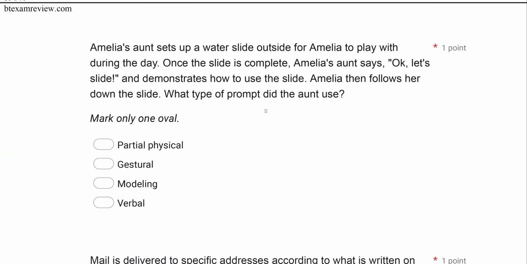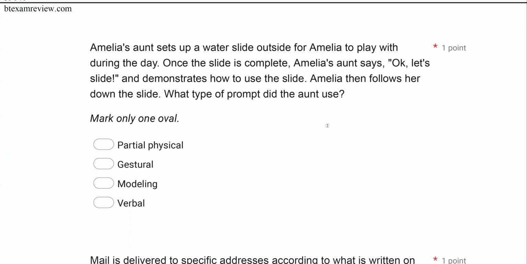Amelia's aunt sets up a water slide outside for Amelia to play with during the day. Once the slide is complete, Amelia's aunt says, "Okay, let's slide," and demonstrates how to use the slide. Amelia then follows her down the slide. What type of prompt did the aunt use?